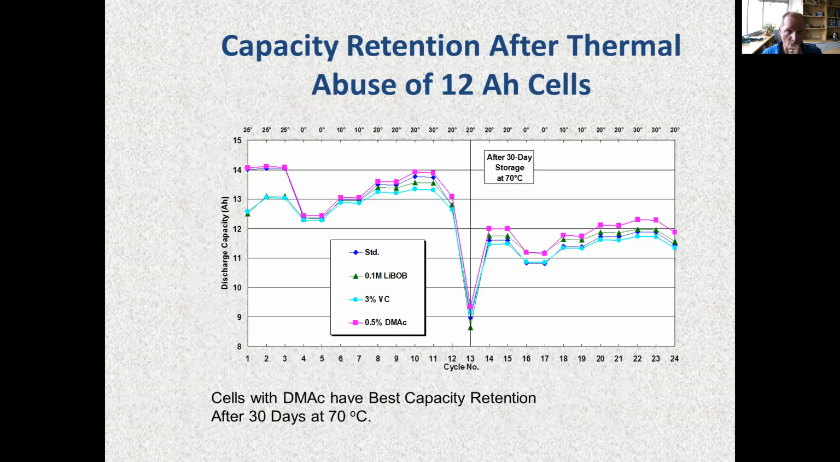And now if we compare the capacity retention of some cells after thermal abuse, thermal storage, with different electrolyte additives, the standard electrolyte formulation versus LiBOB versus vinylene carbonate versus dimethylacetamide, we can say in this particular case, the incorporation of the dimethylacetamide gave us our best capacity retention after a 30-day storage at 70 degrees centigrade. 30 days storage at 70 degrees centigrade are pretty strongly abusive conditions, and this certainly was very promising that we retained the majority of our capacity after this 30-day storage.